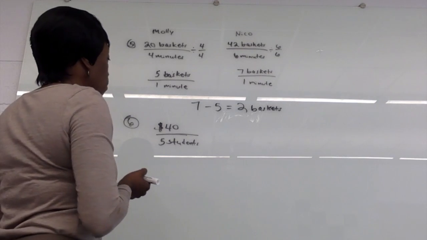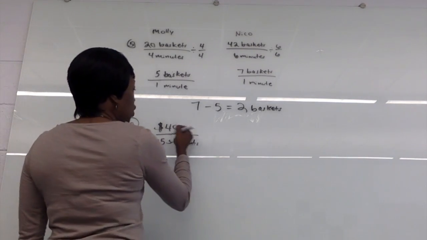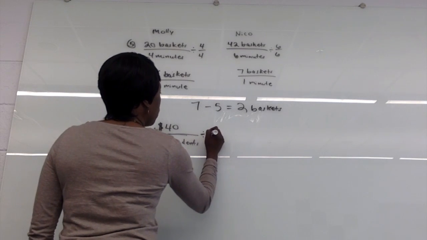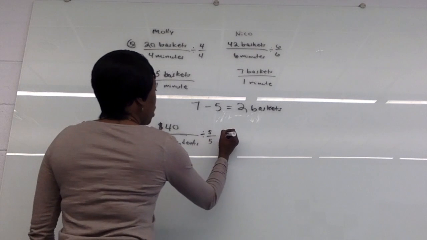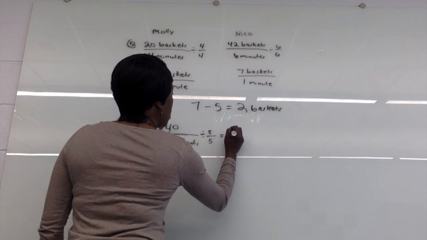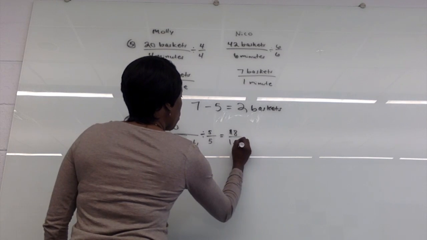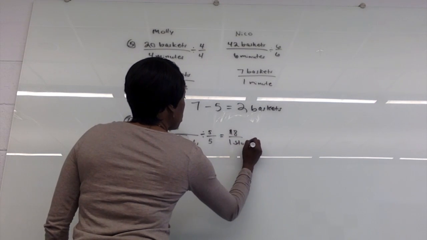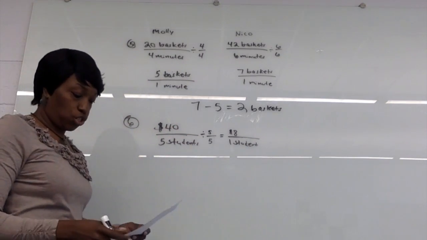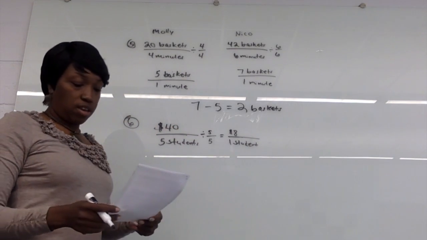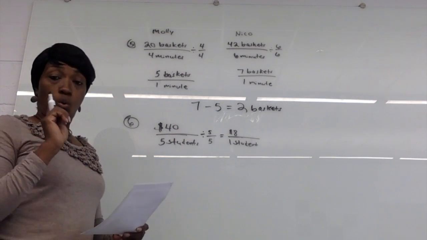Now we want to find out how much for one student. So we're going to look at our denominator. We see we have 5, and I know 5 can go into 40 evenly. So I'm going to divide by 5. When I divide by 5, I get $8 over one student. So of course, it asks what was the price of one student ticket. The price is $8.